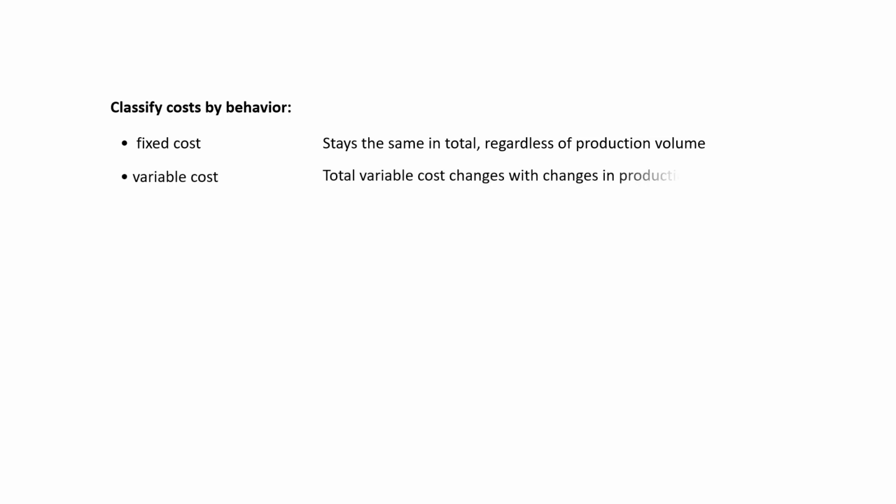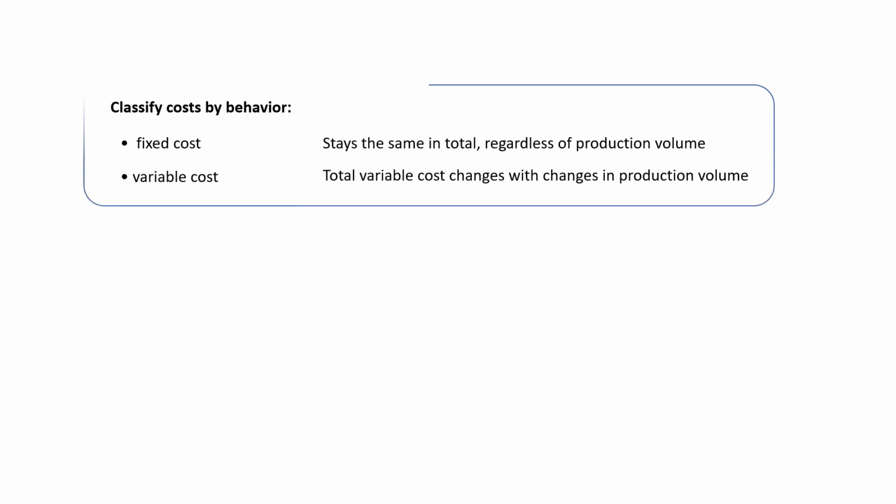In the Classify Costs by Behaviors ACLETs, you learned that a cost can behave as a fixed cost, one that stays the same in total regardless of how many units are or aren't produced. Or a cost can behave as a variable cost, where the per unit amount stays the same, so the total variable cost increases or decreases as the number of units produced increases or decreases.